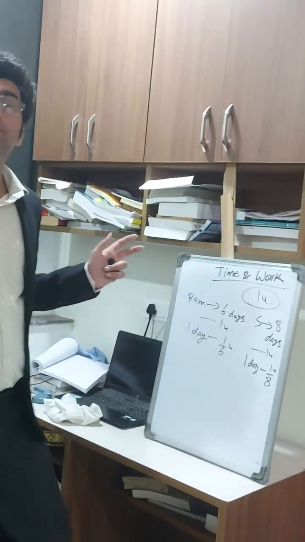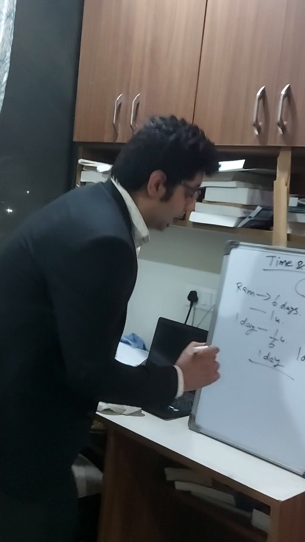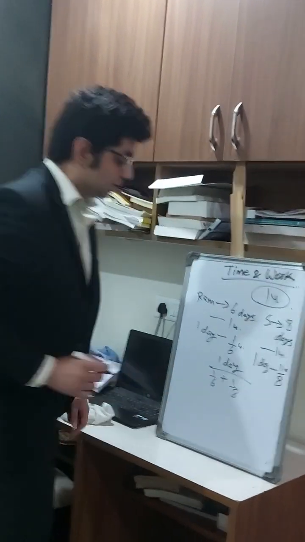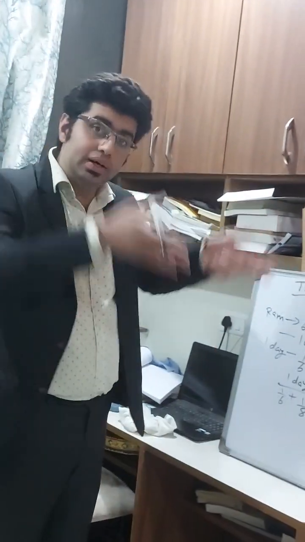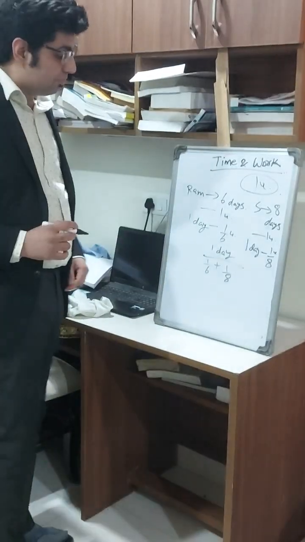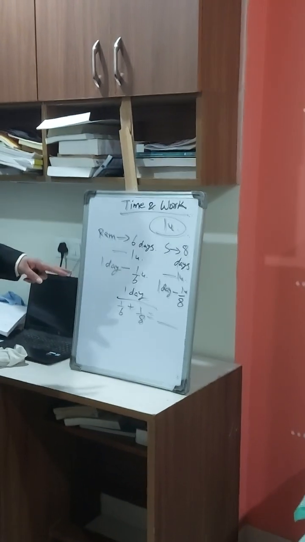Let's see how much work they do together in one day. In one day, Ram will do 1 by 6 unit of work and Sham will do 1 by 8 unit of work, because he is helping, and both are doing the same type of work. That's why we have put an addition sign in between. So the LCM of 6 and 8 would be, if you think, 6 multiples are 6, 12, 18, 24, right?